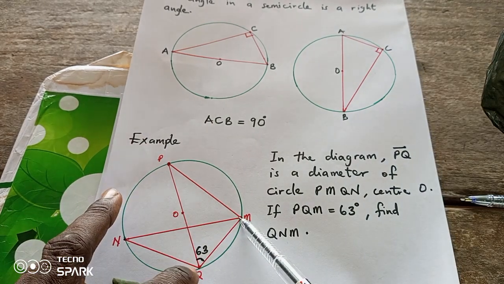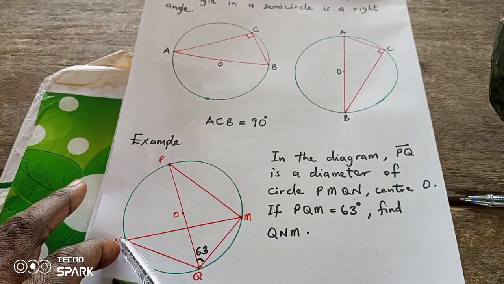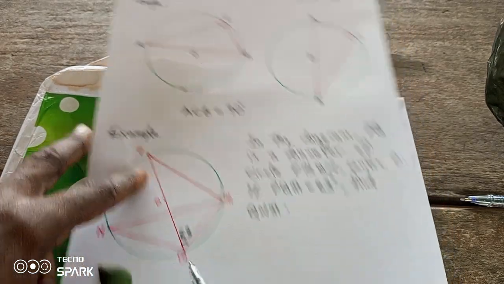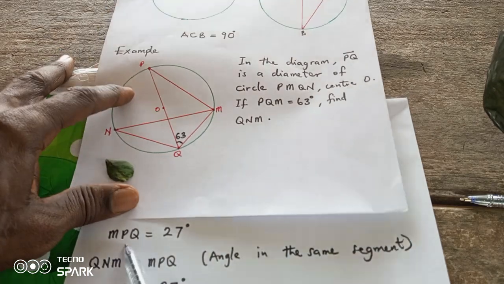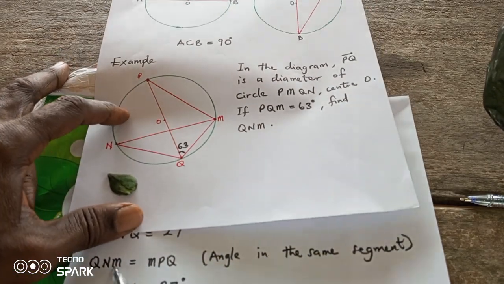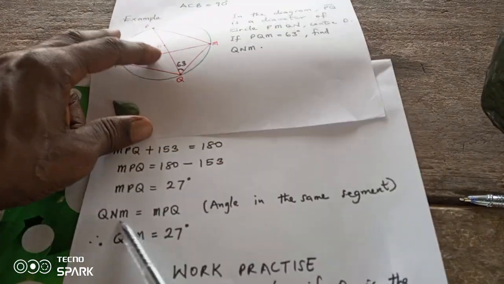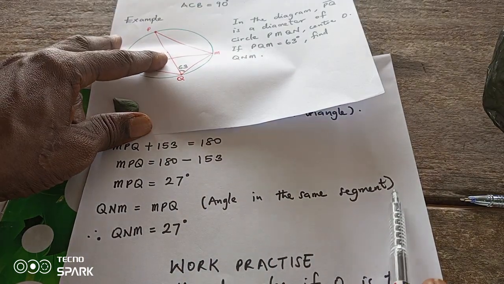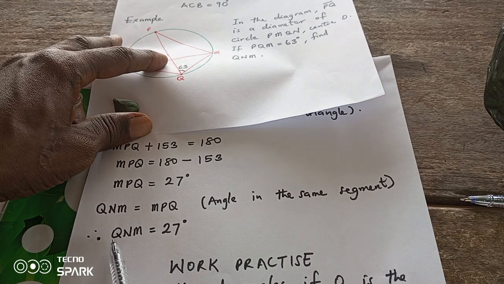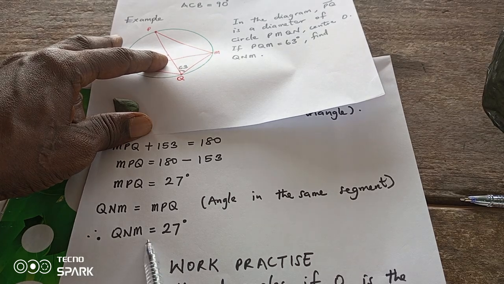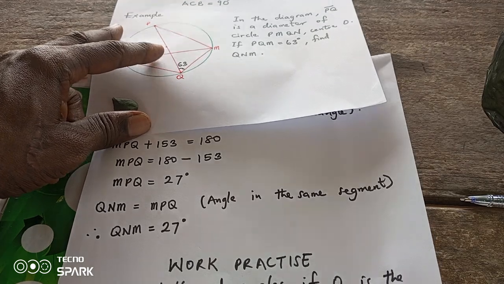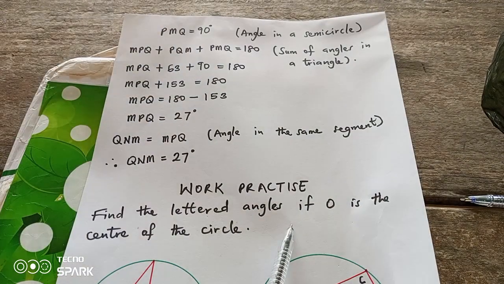It also starts from QM, touching the circumference, so it should be equal to MPQ. So angle QNM should be equal to angle MPQ, because they are angles in the same segment. Therefore, your angle QNM should be equal to what? 27 degrees.